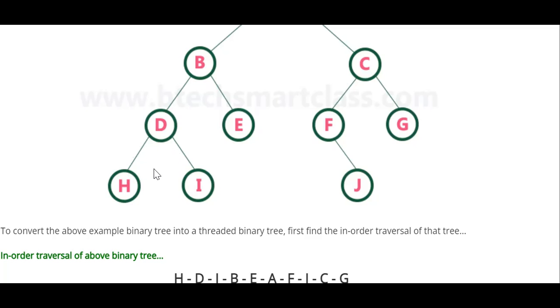And nodes H, then I, E, J and G have right child pointers that are null. So these null pointers are replaced by the address of their in-order successor respectively. But here the node G does not have an in-order successor, so it points to the root node A.